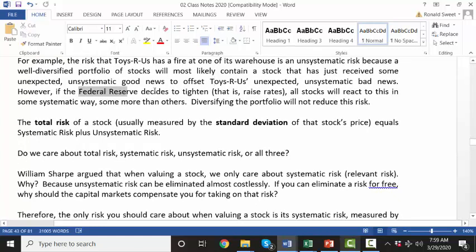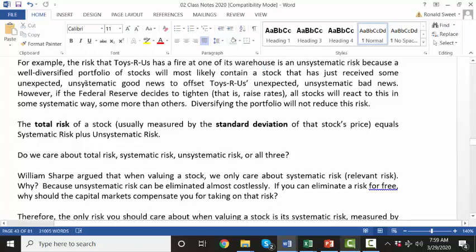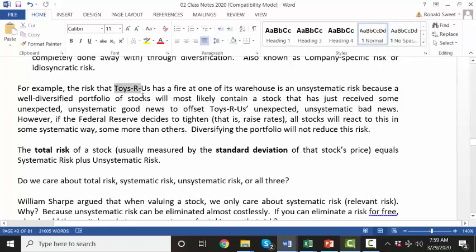Now, if the Federal Reserve does something, that could make both Toys R Us and Amazon go down because people are worried about a recession. So diversifying your portfolio is not going to protect you from the Federal Reserve taking action, but it will protect you from some specific event at a specific company. I need to change my company example in my notes.